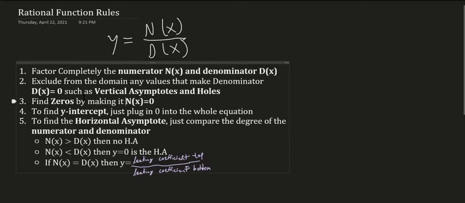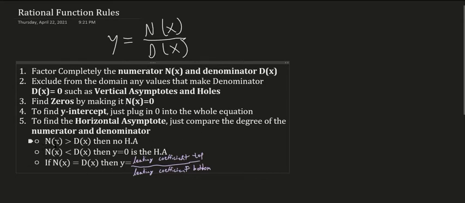And then you find zeros by making the numerator on top equal to 0. And you'll see that in a moment. And to find the y-intercept, just plug in 0 into the whole equation, whether it's simplified or still the long one, the unfactored way you could say. And to find the horizontal asymptote, just compare the degree of the numerator and denominator.